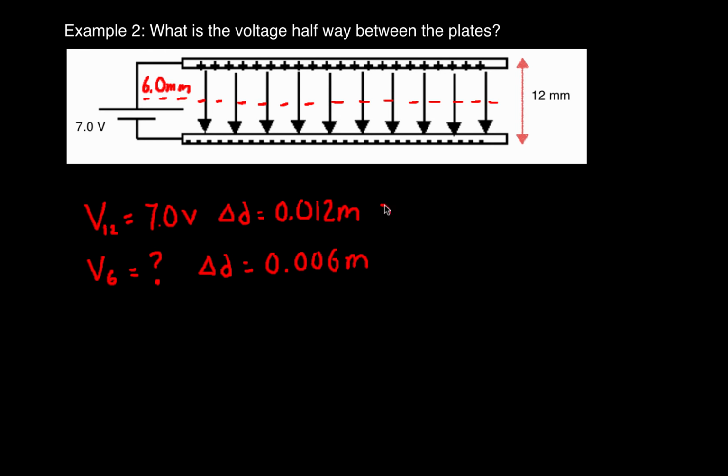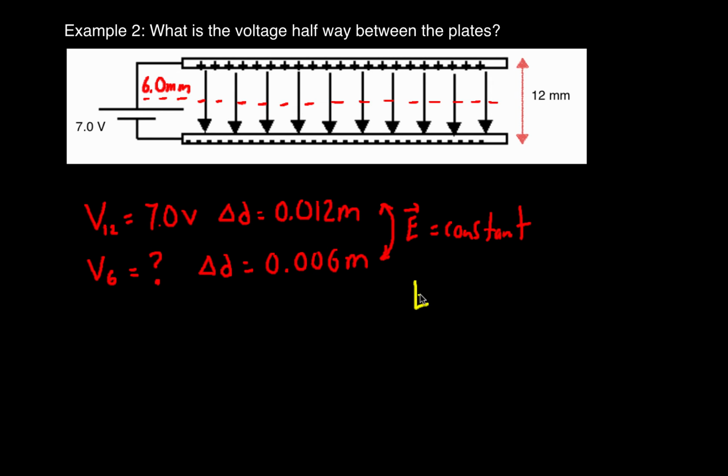The only thing that connects these two is the electric field, which is constant everywhere between the plates. So if we can determine the electric field between the plates, we can use it to find the voltage at 6 millimeters.